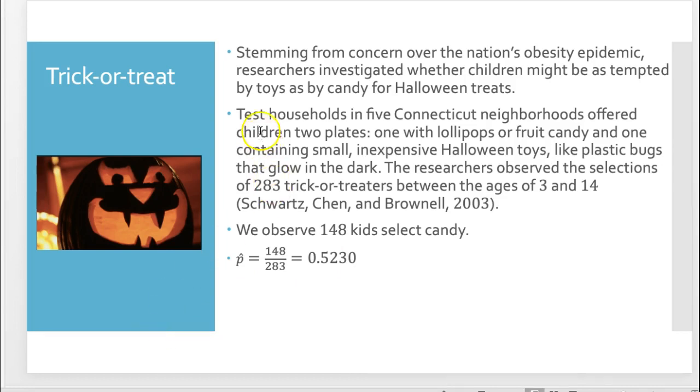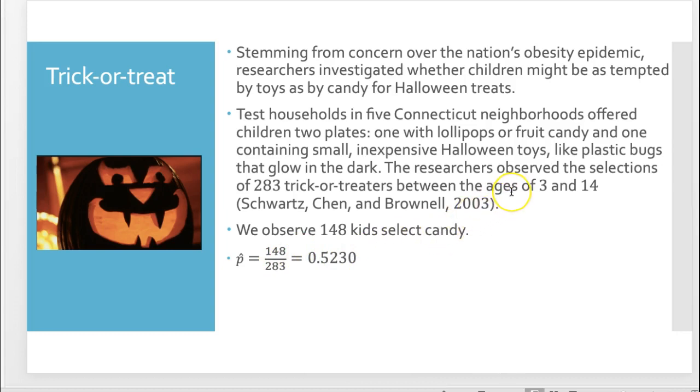So we have our sample size. These are randomly selected households, and so maybe this sample was also randomly selected by us randomly selecting the households. Okay, and then our sample size is 283. And then our statistic is the sample proportion, which was 148 over 283, which is 52.3%.